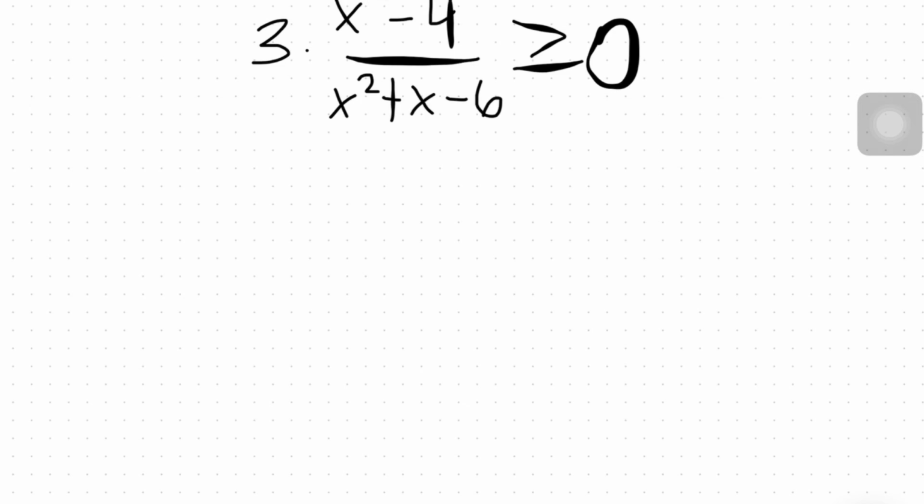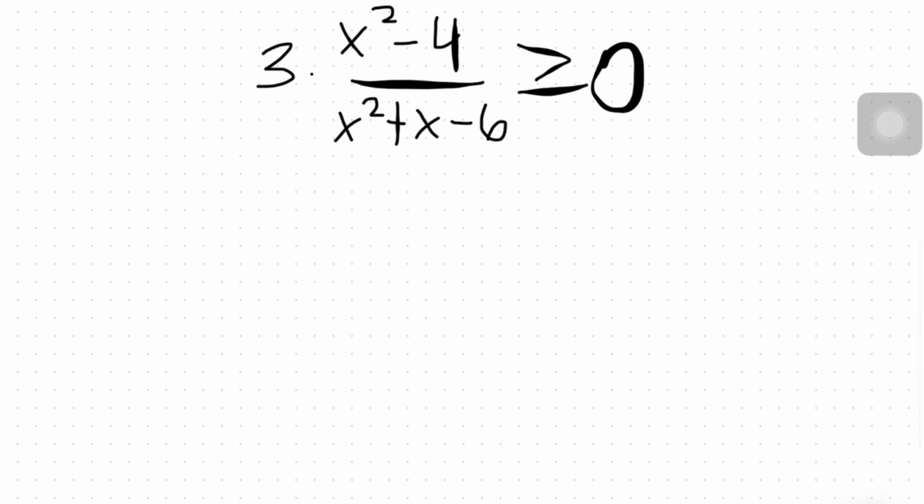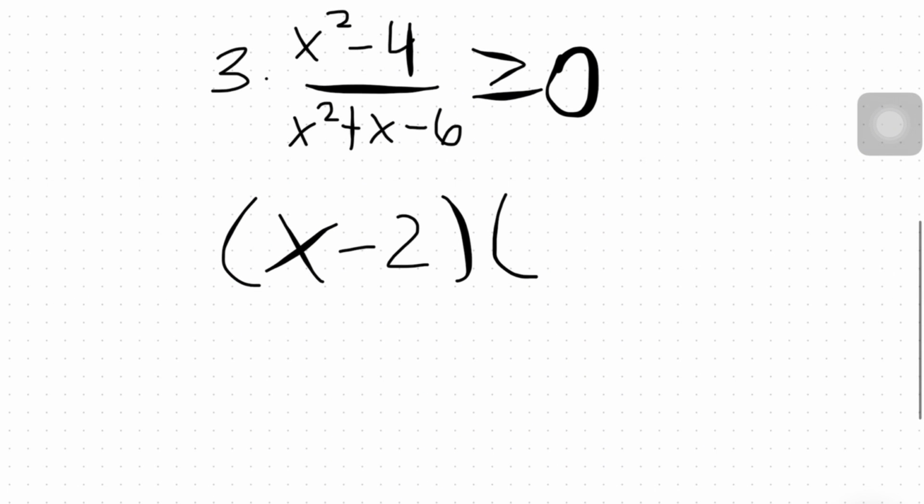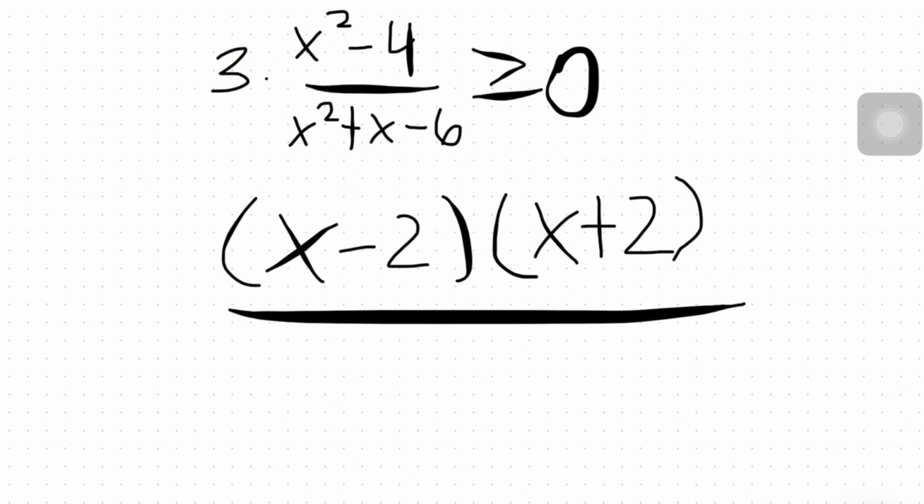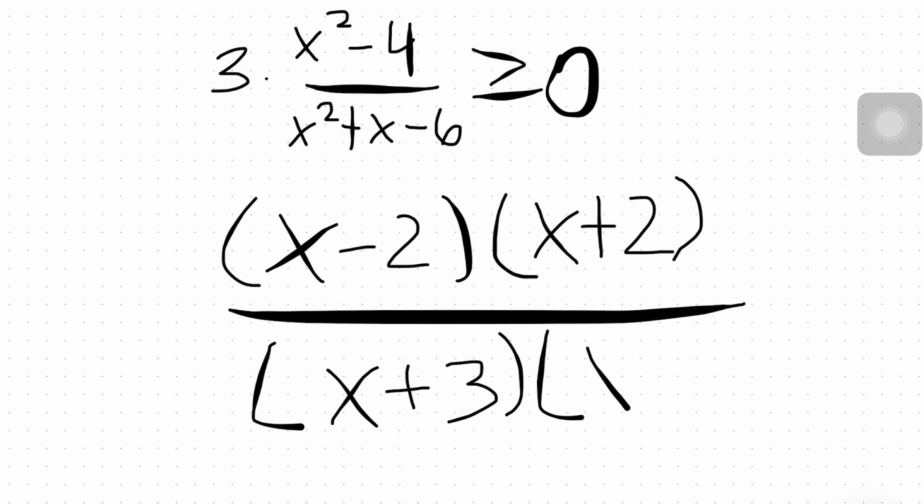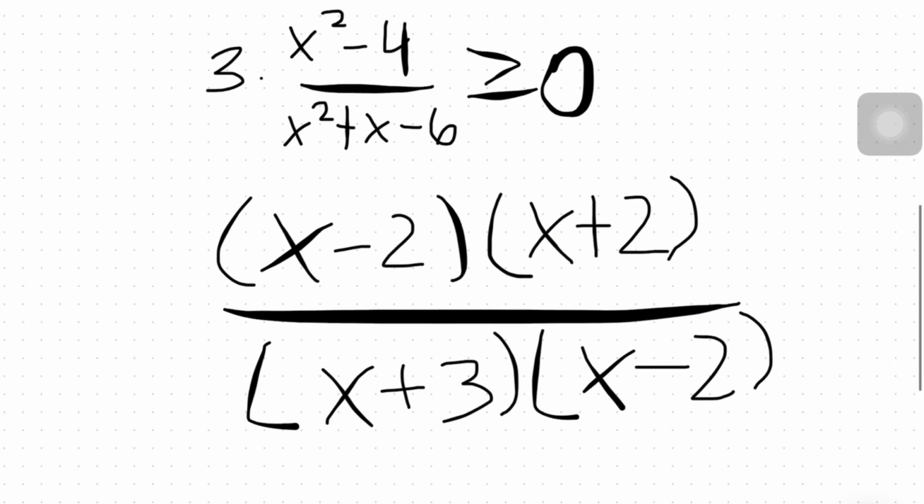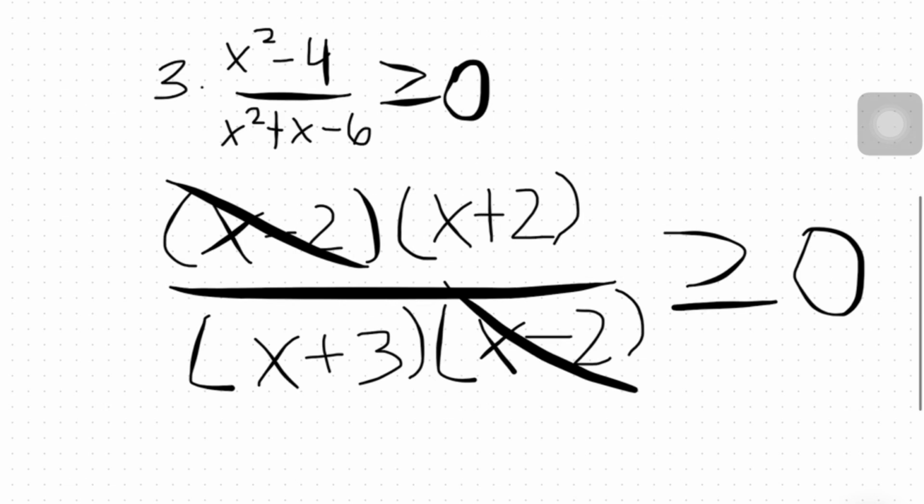For my last example, we're gonna use x squared minus 4 over x squared plus x minus 6 is greater than or equal to 0. First, let's start by factoring the numerator, which is x minus 2 and x plus 2. Then, we factor the denominator. x minus 2 cancels algebraically, but x equals 2 makes the original denominator 0, so x equals 2 is excluded.